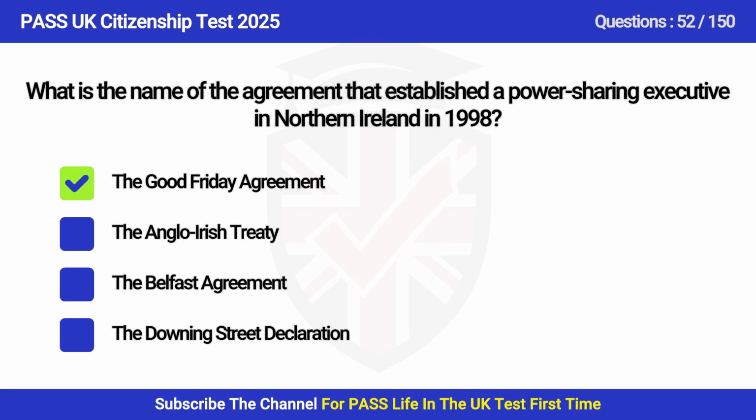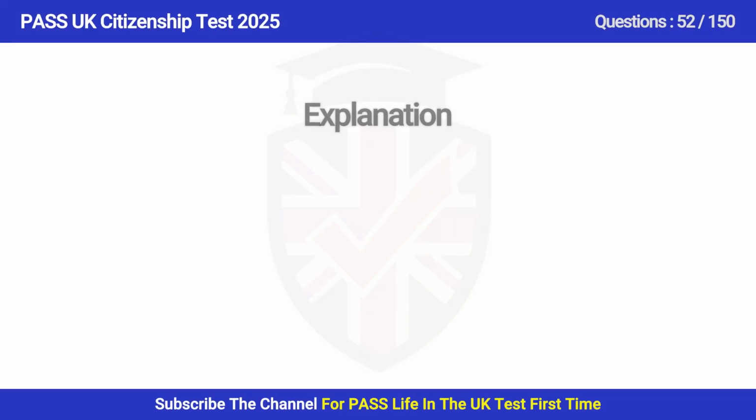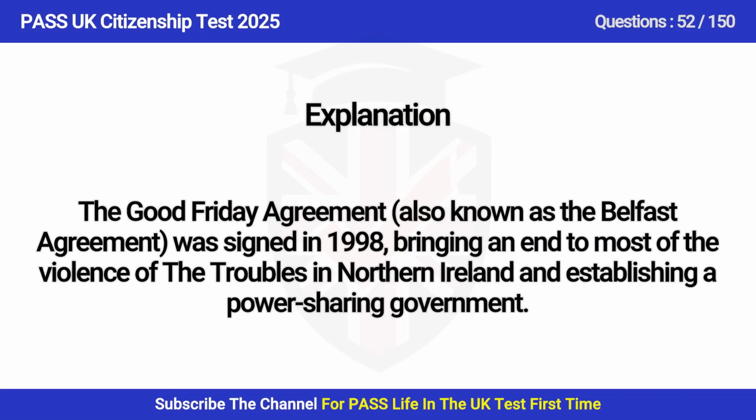Answer is A. The Good Friday Agreement. The Good Friday Agreement, also known as the Belfast Agreement, was signed in 1998, bringing an end to most of the violence of the Troubles in Northern Ireland and establishing a government.